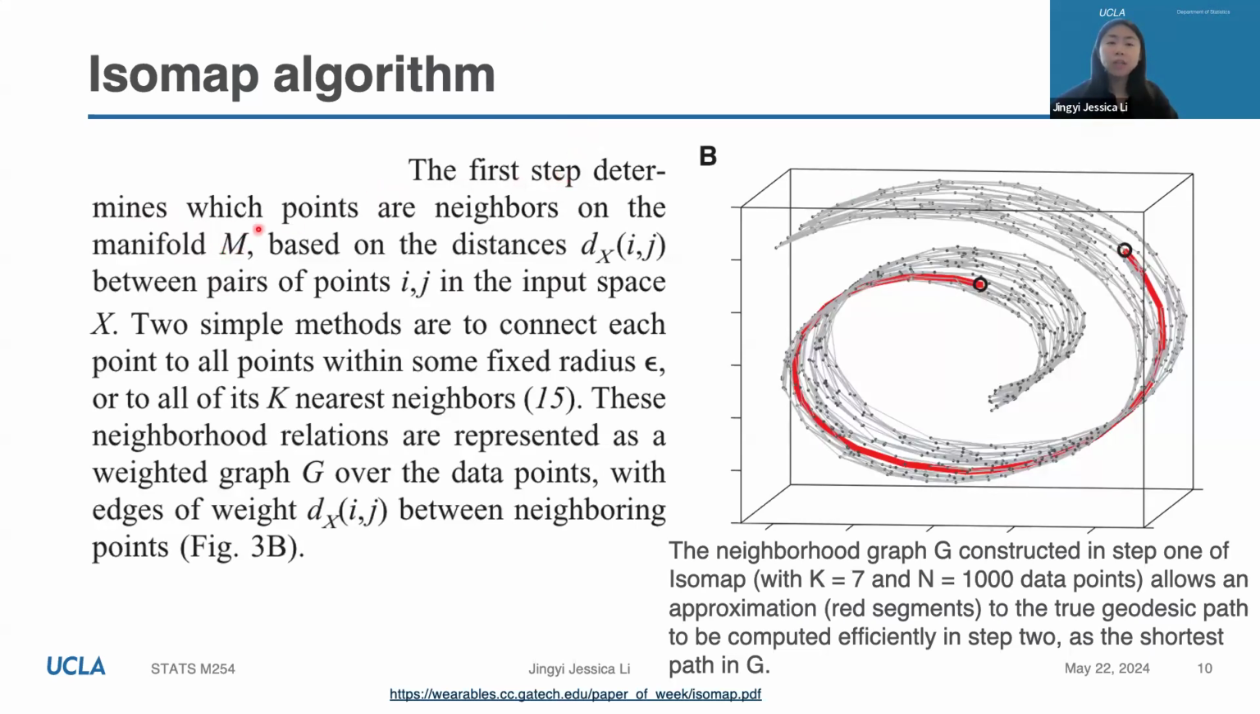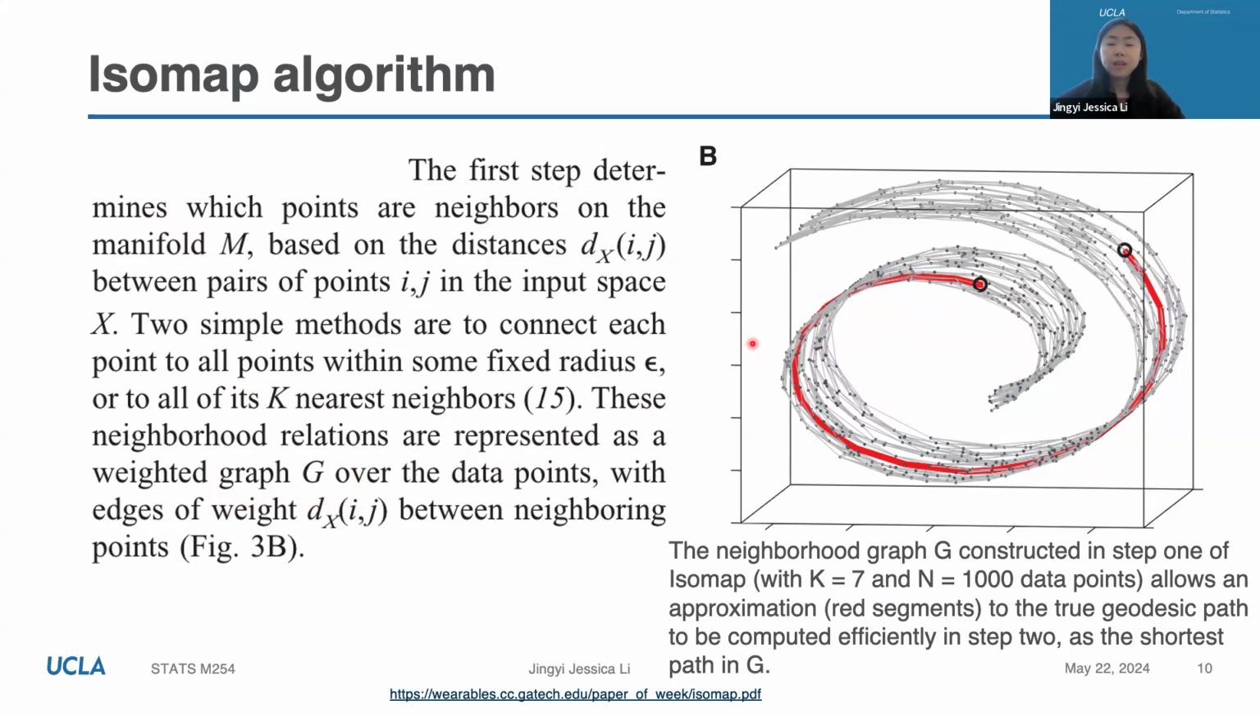The first step determines which points are neighbors on the manifold M based on the distances dx,ij. X stands for the high dimensional space, i and j are the ith and jth data points, and d is the Euclidean distance in the high dimensional input space. Two simple methods are to connect each point to all points within some fixed radius epsilon, or to its k nearest neighbors. You can have the epsilon neighborhood for each point. These neighborhood relations are represented as a weighted graph G over the data points, with edges of weight dx,ij between neighboring points. This is what we see, the graph.